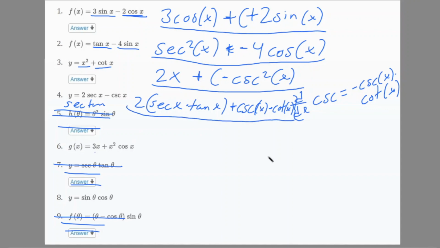Number 6 is g of x equals 3x plus x squared times cosine x. So 3x is pretty easy. The derivative of that is 3.